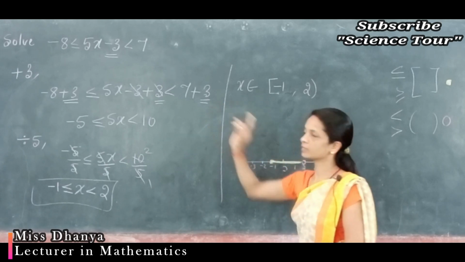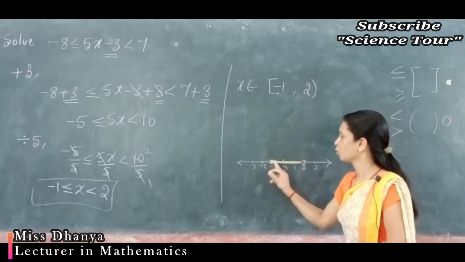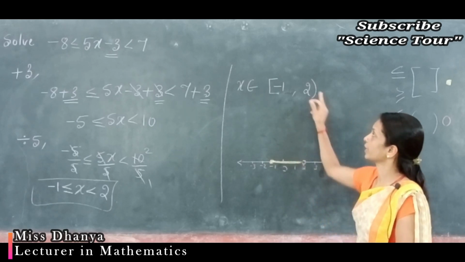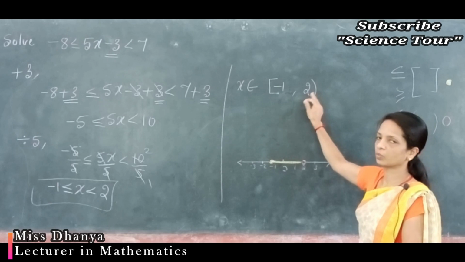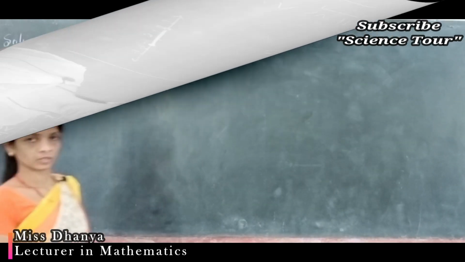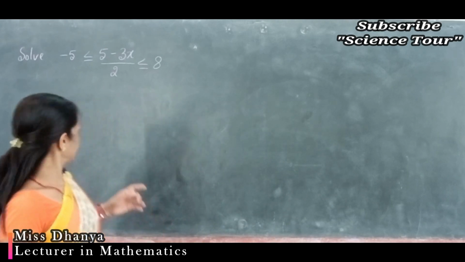The solution of this double inequality is from -1 to 2. You can take any number except this 2. That is the solution of this double inequality. Okay, thank you. Next you have to solve this inequality.